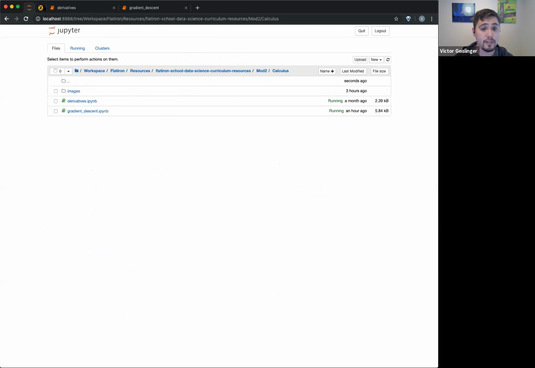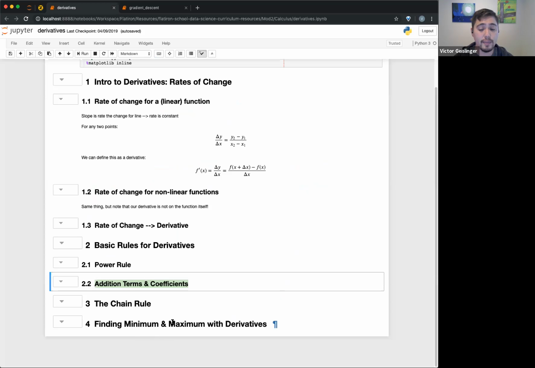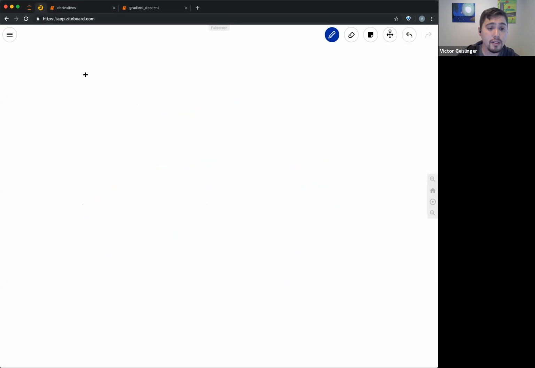And then the last part of this derivative section is finding the minimum and maximum with derivatives. This is probably the more important part when we actually get into gradient descent, because gradient descent will say, hey, we're trying to find the minimum and maximum, or the minimum value for a certain function. That's the whole point of gradient descent. So one of the important uses of a derivative is, if we have a function like this, we want to find where the minimum value is.